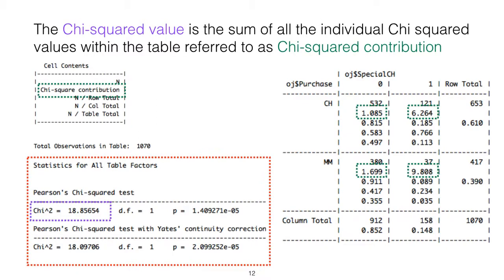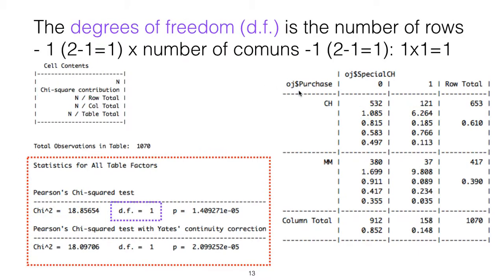Remember that we talked about this second item here, which is the chi-square contribution. If we sum up all of these chi-square contributions, however it was calculated, we get 18.85, which is this number right over here. Degrees of freedom are rows minus 1 times columns minus 1. We have 2 rows, minus 1 is 1. We have 2 columns, minus 1 is 1. 1 times 1 is 1. Again, rows minus 1 times columns minus 1 gives us the degrees of freedom.